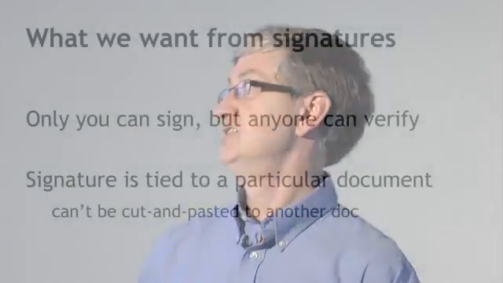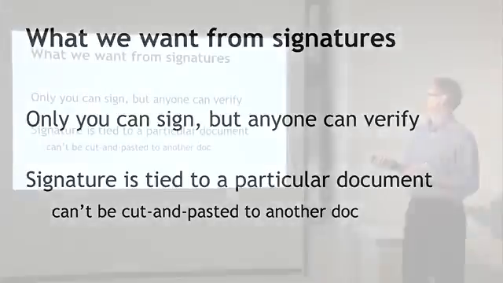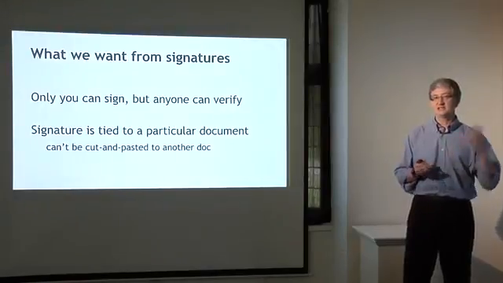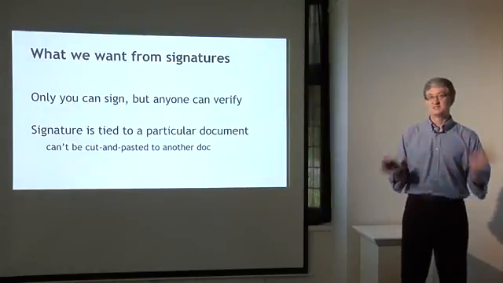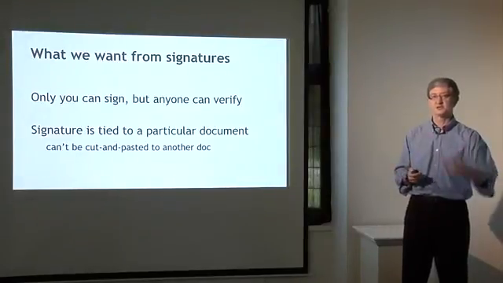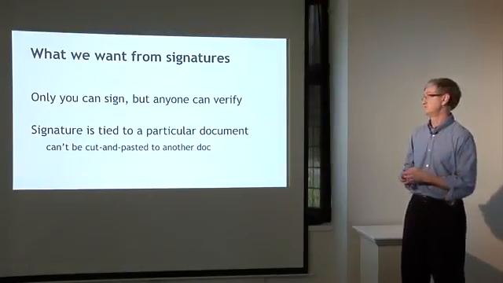What that means is this. What we want from signatures is two things. First, just like an idealized paper signature, only you can make your signature, but anyone who sees your signature can verify that it's valid. The second thing you want is that the signature is tied to a particular document, so that somebody can't take your signature and snip it off one document and glue it onto the bottom of another one. Because the signature is not just a signature, it signifies your agreement or endorsement of a particular document. So the question is, how can we build this in a digital form using cryptography?